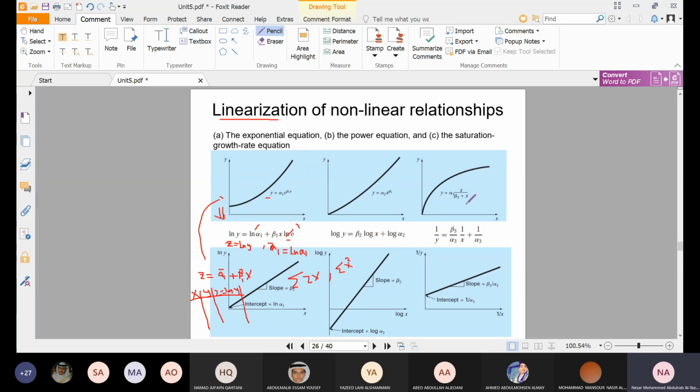Or sometimes we have sine and cosine, but these are usually difficult to linearize, only if we convert them, for example, to the Euler form. After that we apply ln, and then we continue with this. Any question here, ya shabab?